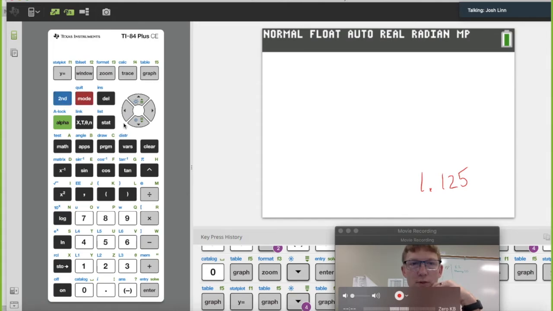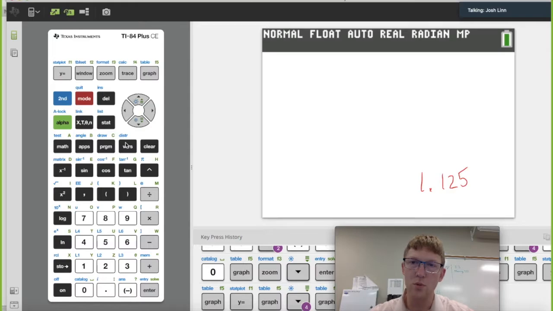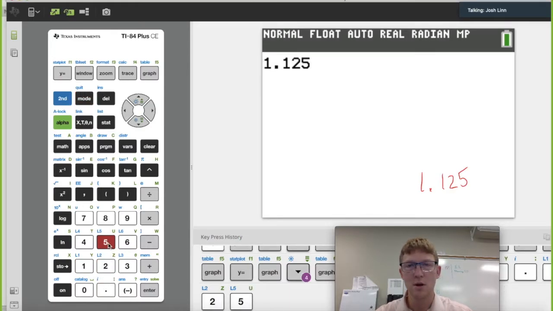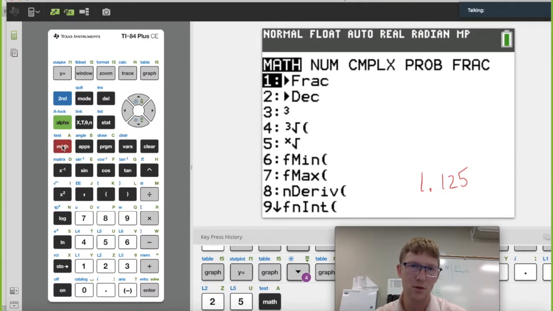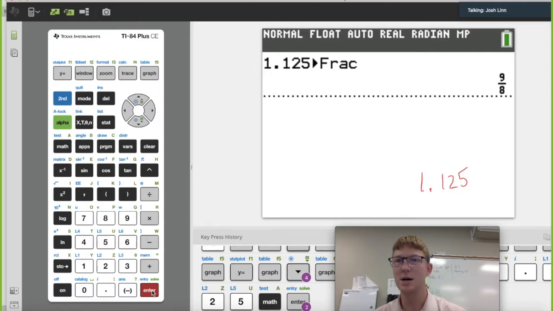So we're in our normal function, and we just did all of our calculations. We got 1.125. Man, I want to turn that into a fraction. So come up here to math, and you're going to select the fraction one, so it's already highlighted here. You're going to push enter.